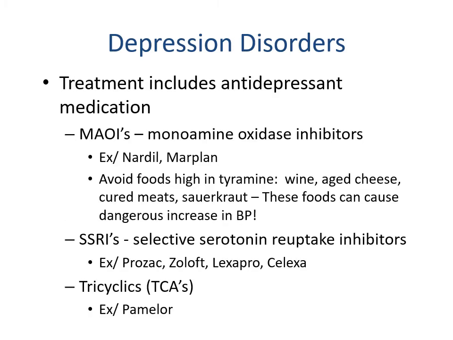Treatments include antidepressant medication. There are a couple of different families. For example, we've spoken previously about MAOIs, or monoamine oxidase inhibitors, such as Nardil and Marplan. This is where we have to avoid foods high in tyramine, our old stinky foods: wine, aged cheese, cured meat, sauerkraut, etc. Here we're looking at a dangerous increase in blood pressure due to the pressor not being broken down. It leads to a loop where your blood pressure gets higher and higher, which can cause a stroke or a coronary event, a type of heart attack.